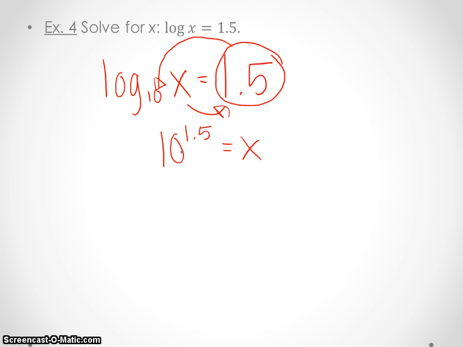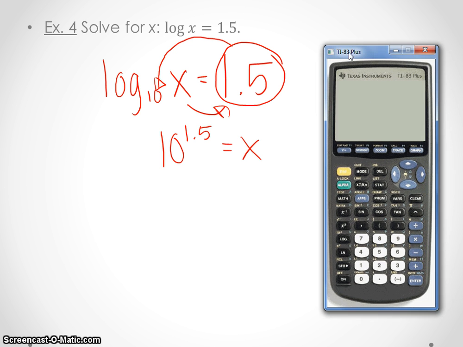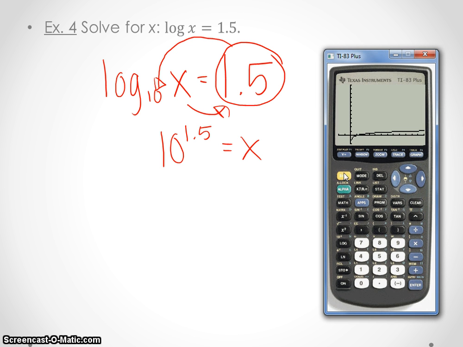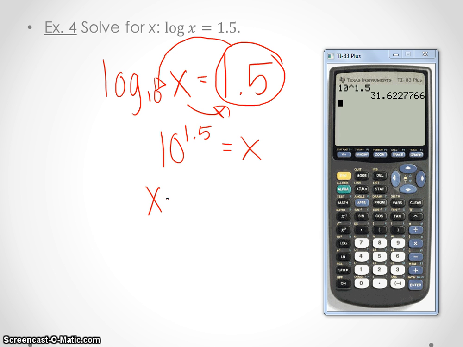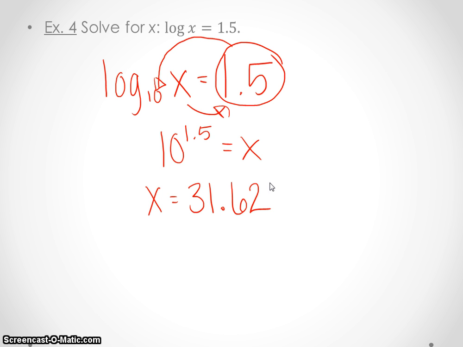So this is easy enough. I just need to figure out what 10 to the 1.5 power is. So let's go ahead and do that. 10 to the 1.5 power, and that's going to give us an x of 31.62. Two places is good enough, I always like 2 places. So there's your x. We know that the log of 31.62 should give us 1.5.